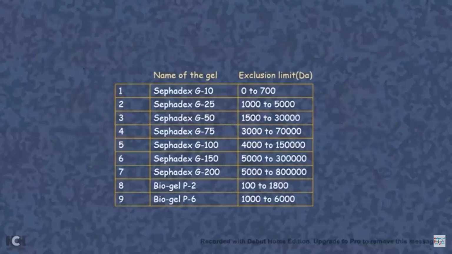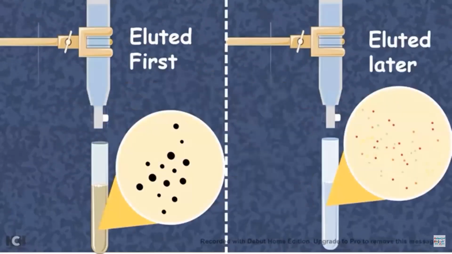Now, there are various types of beads available in the market, such as Sephadex, which is based on dextran, Bio-Gel P based on polyacrylamide, or Sepharose, which is based on agarose. The proteins which are bigger in size would be eluted quickly in the elution step, whereas the protein with smaller size, which has already entered the bead, would be retarded and hence would be eluted later.